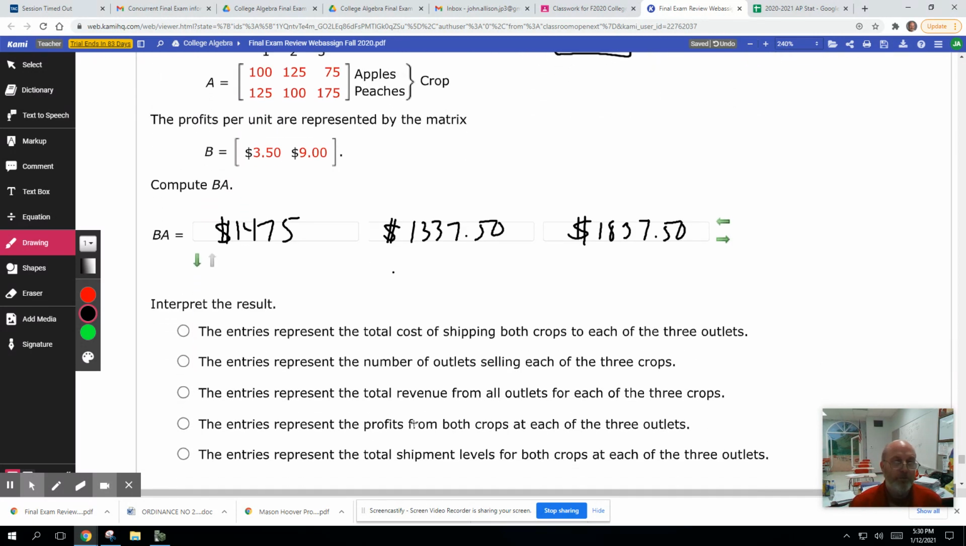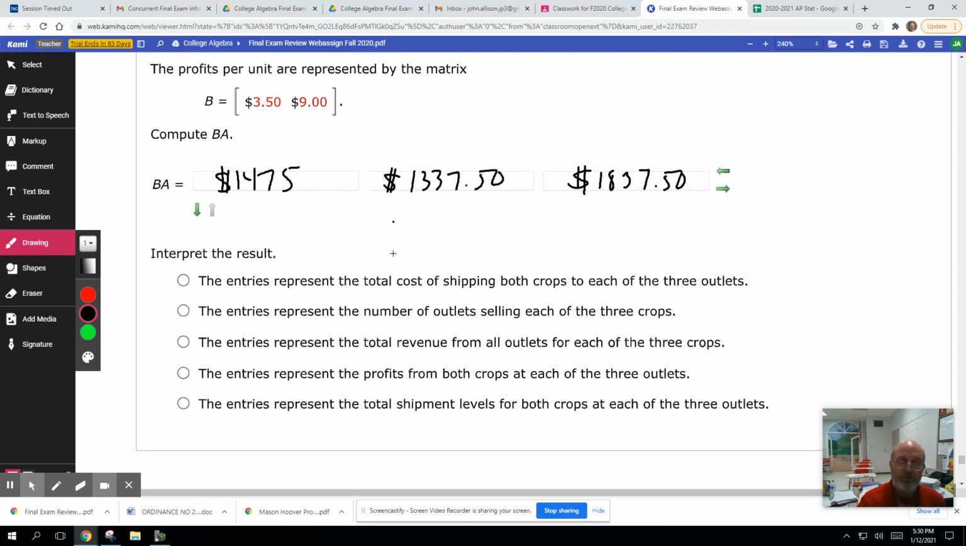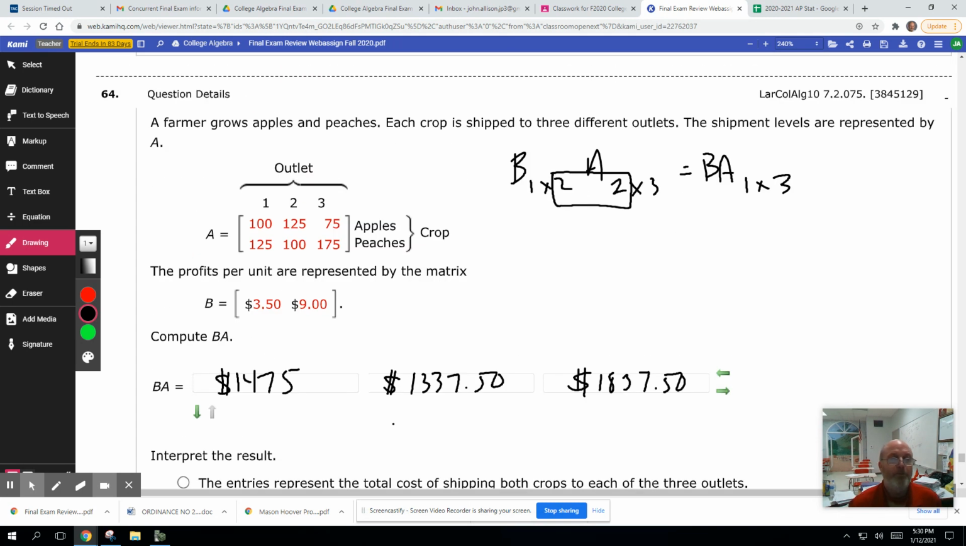Then this problem asks us to interpret the result. In each of these problems, this is the profit per outlet. When we multiply, remember we do B, this row, times this column. So that would be the profit that we get from outlet 1 for both apples and peaches, because we do 3.50 times 100 plus 9 times 125 to get this 1475. That would be all the profit that came from outlet 1. The second entry would be all the profit that came from outlet 2, and the third entry would be all the profit that came from outlet 3. So the entries represent the profits from both crops at each of the 3 outlets. And that's how we do problem number 64.